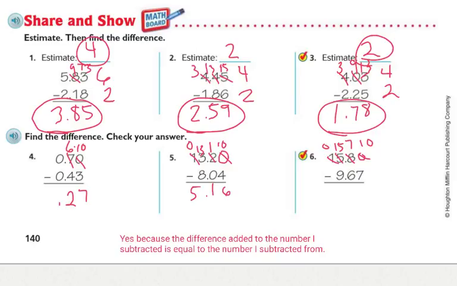So now I have 10 minus 7, which is 3, and I have 7 minus 6, which is 1. Bring down my decimal. And now I have 15 minus 9, which is 6. And the answer is 6.13.